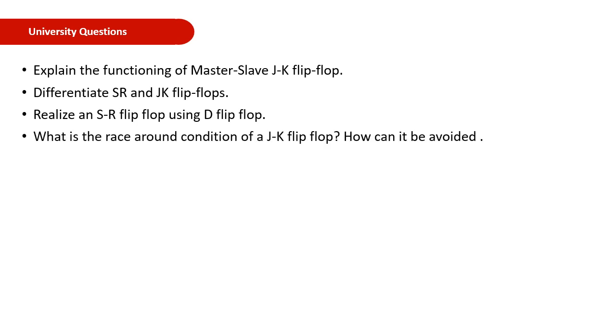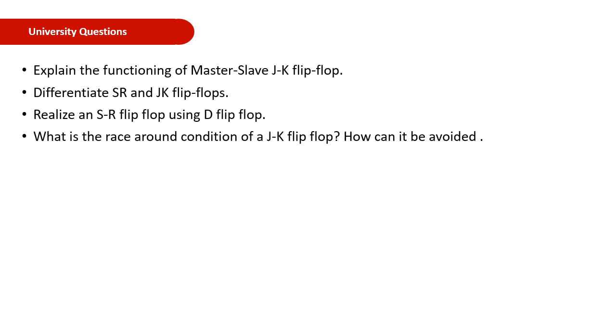The next question is: what is the race-around condition of a JK flip-flop, and how can it be avoided? The race-around condition occurs when J and K are equal to 1, that is, the toggle condition occurring in the JK flip-flop, and it is due to the propagation delay. You have to explain how it takes place, and you have to draw the timing diagram also. Then you can mention how it can be avoided.